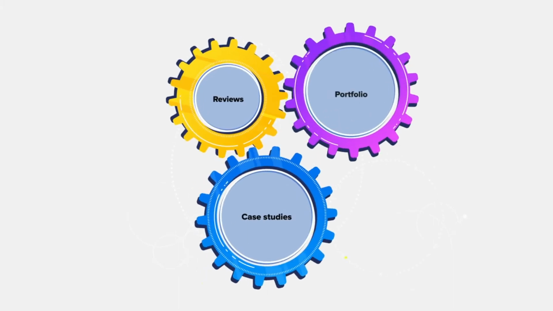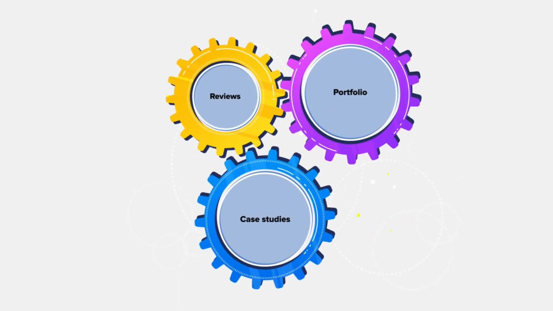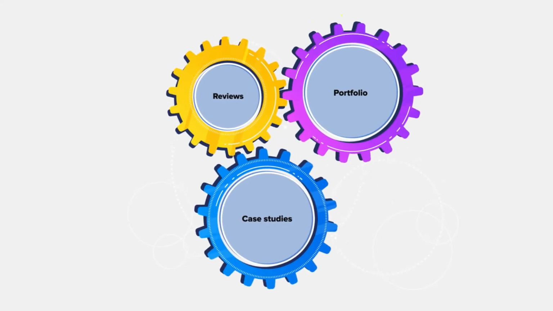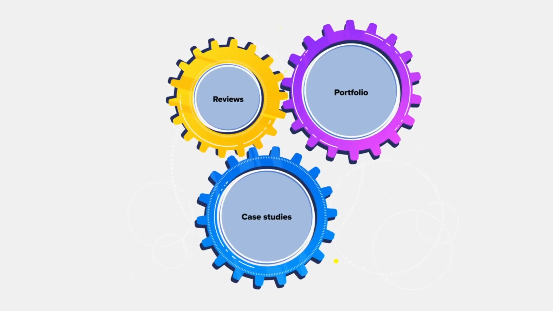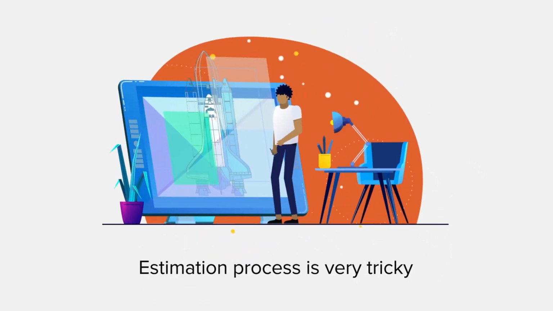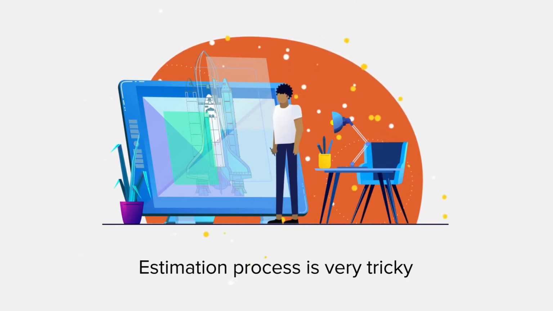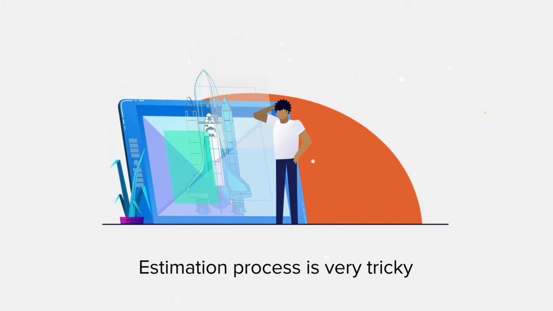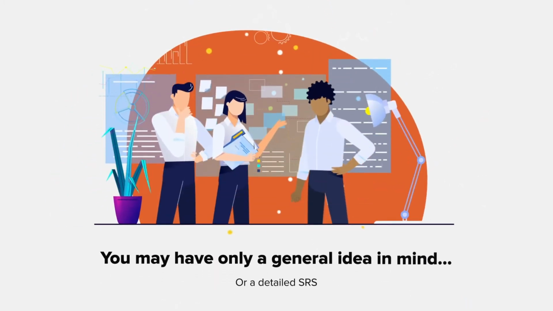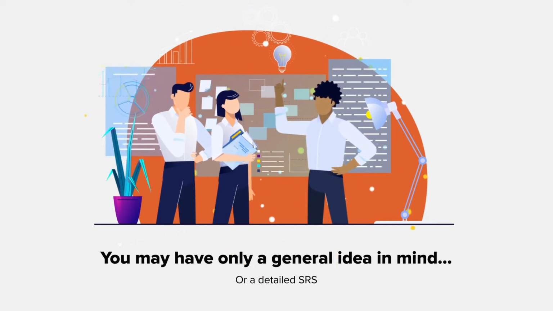Clients can check the reviews on Clutch, portfolio, or case studies to understand if quality meets their expectations. But to understand the price, they reach out to the vendors they like and ask to estimate time and cost. Estimation is a tricky process because the scope of work provided by clients has a different level of detail and a different format. One client may have just an idea in mind, and another may have a detailed software requirements specification, or user stories, or wireframes, etc.